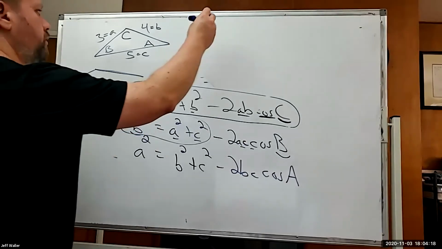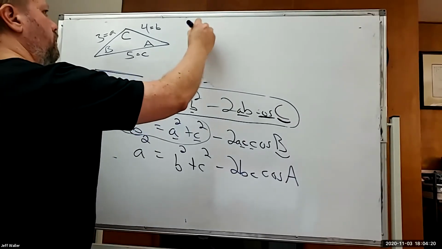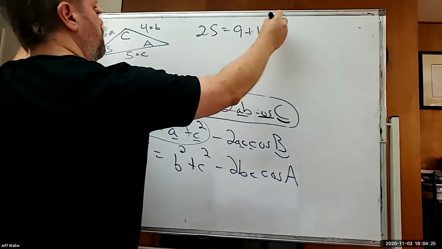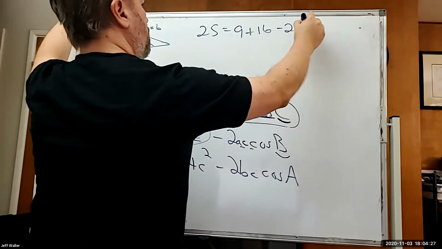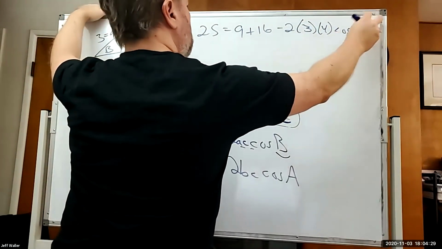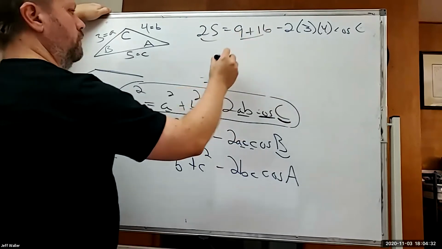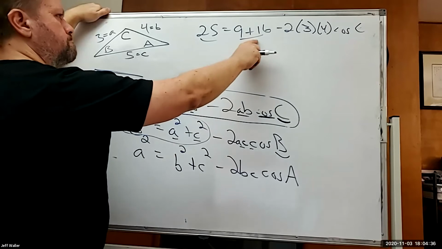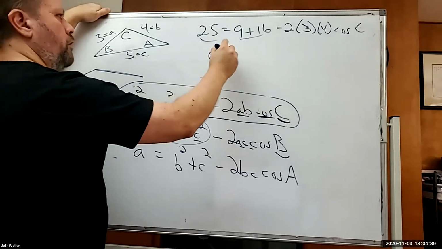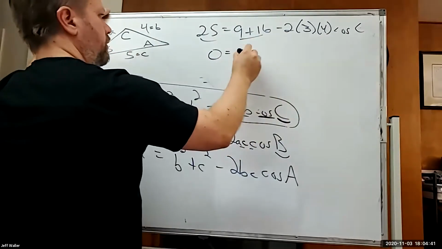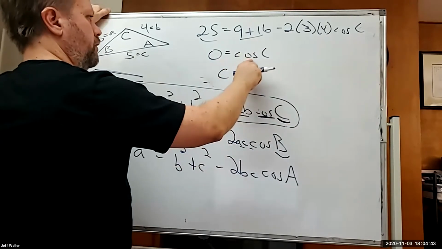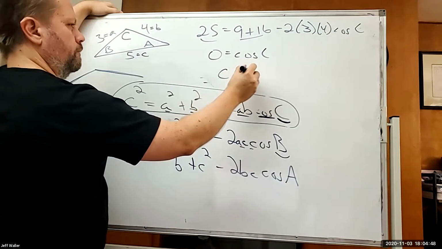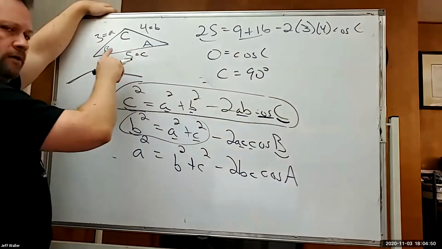Let me catch up to you here. So c squared equals a squared plus b squared minus 2ab cosine c. Well, what happens here? It turns to 0. 0 equals, divide by that. So of course cosine c is what? When is cosine 0? 90. 90 degrees. So what kind of triangle is this really?